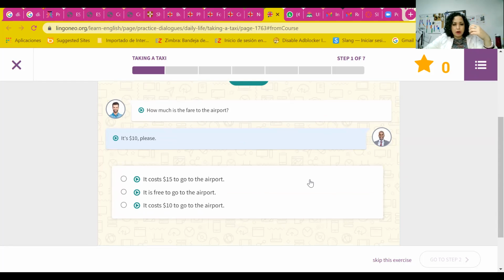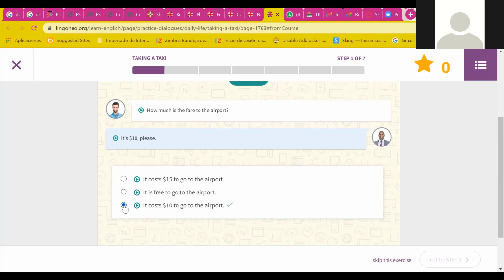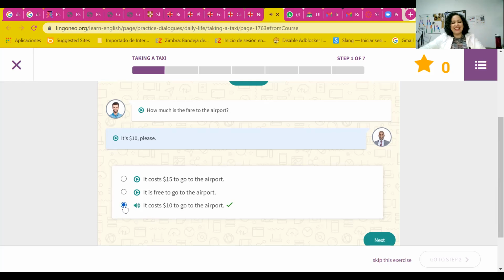Go to the airport, or it costs $10 to go to the airport. Which of the three answers is the correct one? The last one, says Luis Roman and Julissa. Yes. And me, Ana Karen, okay. It costs $10 to go to the airport. Yes. Correct.